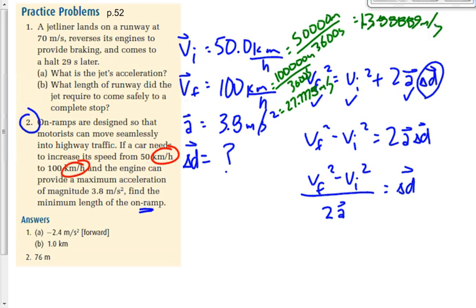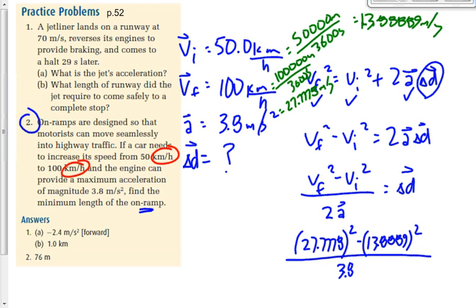Okay, so VF, we're going to make 27.777. Don't forget to square that. That's probably a pretty common mistake here. It's not just saying 27 minus 13. It's 27 squared minus 13 squared. Divide that by 2 times the acceleration, and the acceleration is 3.8, positive because it's speeding up. That gives us delta D.